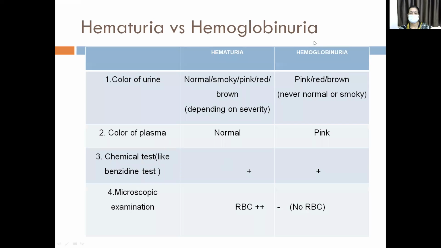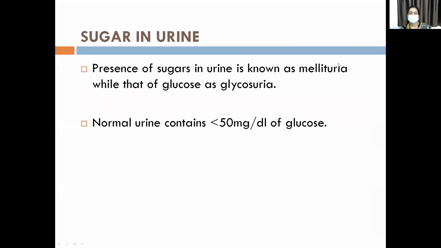Hematuria versus hemoglobinuria: the urine can be pink, red or brown, and depending upon severity it can be smoky, as in acute glomerulonephritis. Color of plasma is normal in hematuria, and pink in hemoglobinuria. The chemical test is positive for both. In microscopic examination, you see intact RBCs in hematuria, but no red blood cells in hemoglobinuria. So that is about it. As we saw proteins, and blood, hematuria and hemoglobinuria, now sugar.